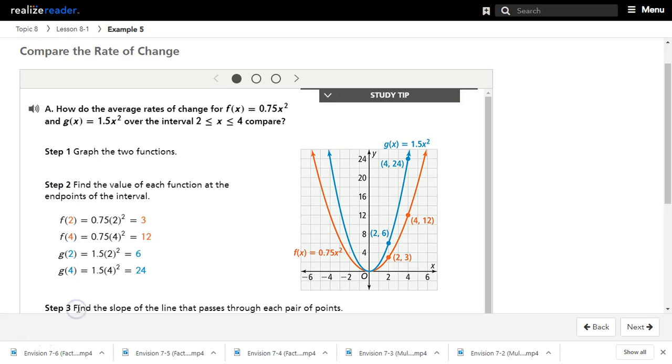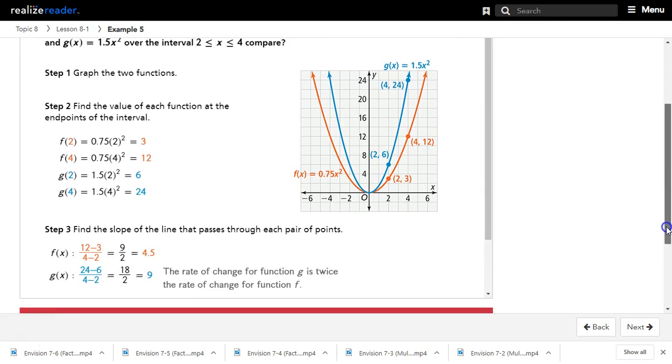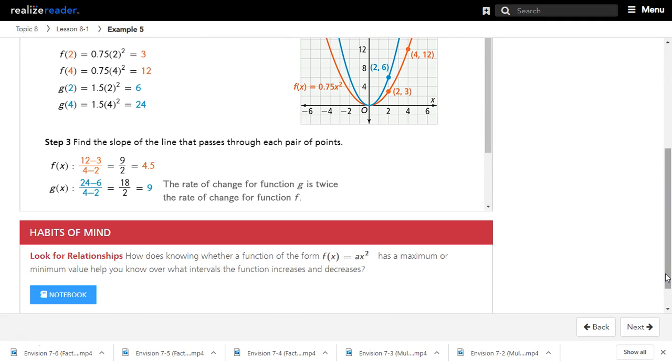Okay, we got all that. Oops, you can't see this, can you? All right. So find the slope. 12 minus 3 over 4 minus 2 would be 9 over 2. So f of x's rate of change is 4.5. For g of x, 24 minus 6 over 4 minus 2 is 18 over 2, which is 9. So the rate of change of g is how much more than the rate of change of f? Twice. It's twice as much. So that means it's getting bigger twice as fast.